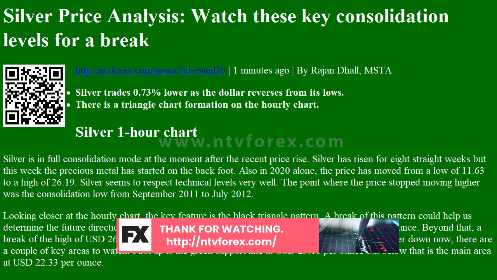Daily pivot point S1: 23.62. Daily pivot point S2: 22.85. Daily pivot point S3: 22.41. Daily pivot point R1: 24.83. Daily pivot point R2: 25.26. Daily pivot point R3: 26.04.